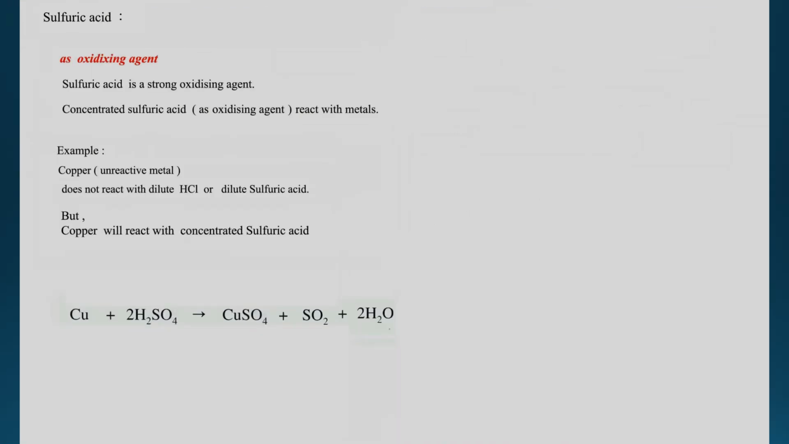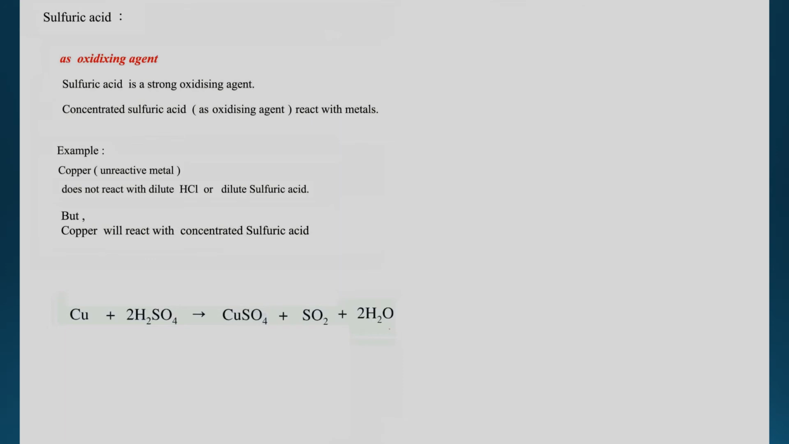Sulfuric acid also works as an oxidizing agent. It is a strong oxidizing agent reacting with metal, which I'm going to explain. For example, copper. Copper is an unreactive metal. It normally does not react with dilute hydrochloric acid or dilute sulfuric acid. But copper will react with concentrated sulfuric acid under the following equation.